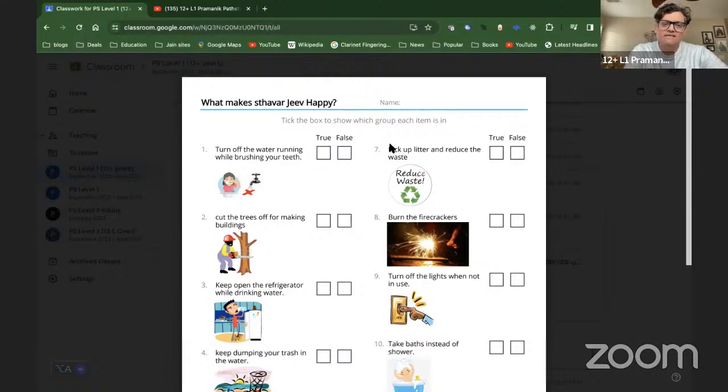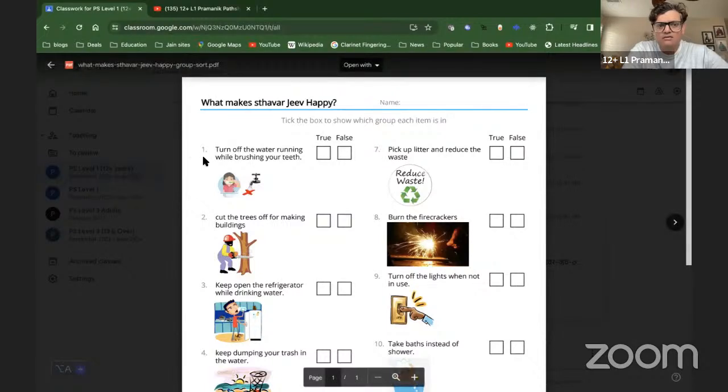Now the question is Sthawar Jeevs, right? They are considered Sthawar Jeevs because they cannot move on their own, है ना? So plants are the best example and they are all around us. Correct, Ashka? Right? Now let's go forward. So let's go through these questions.